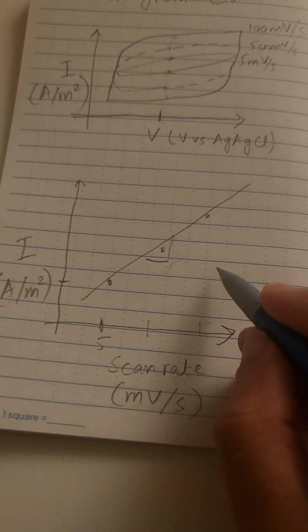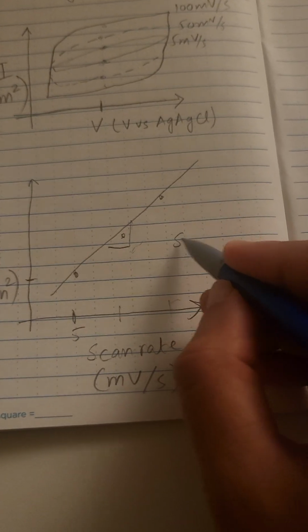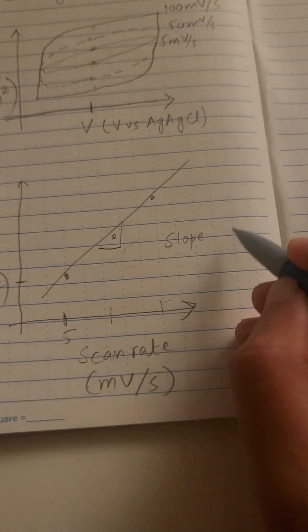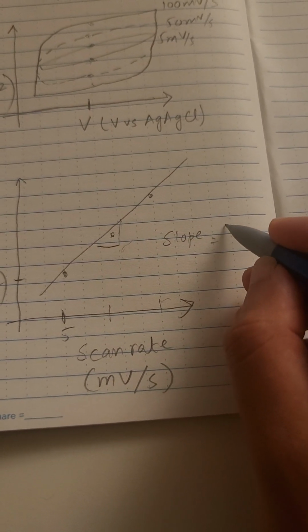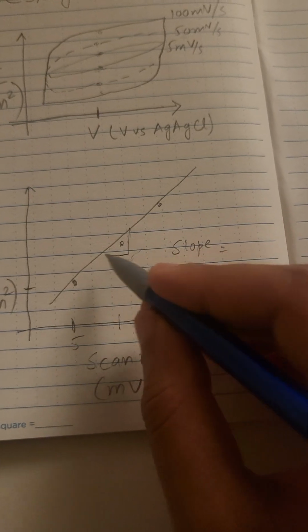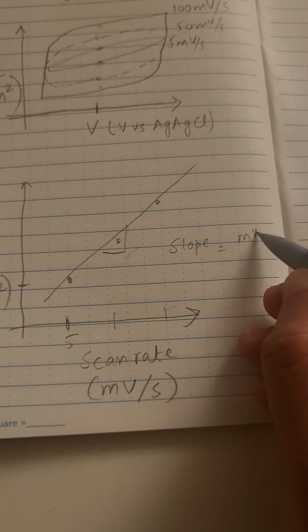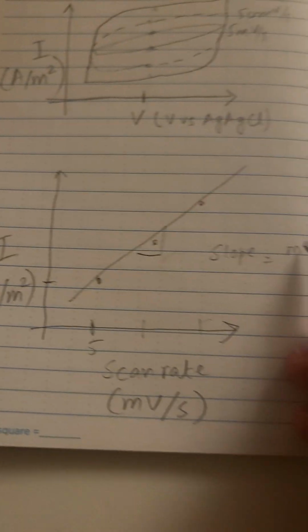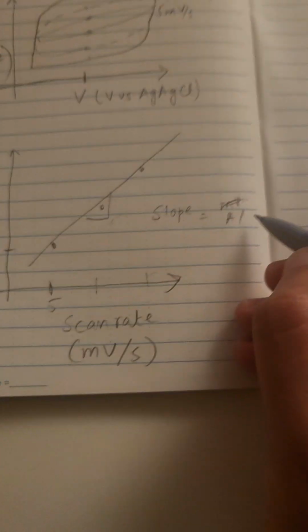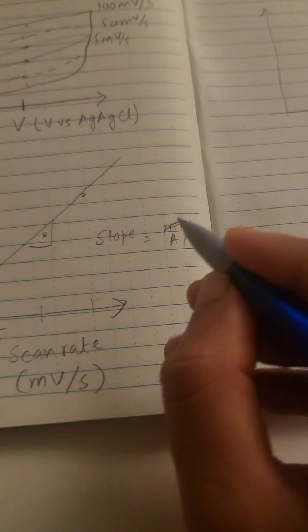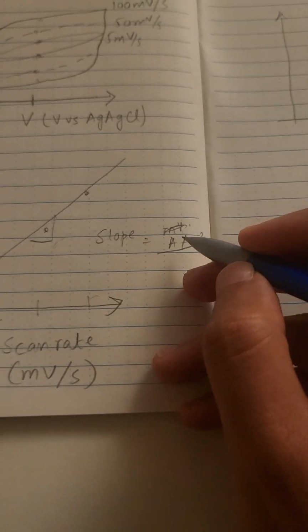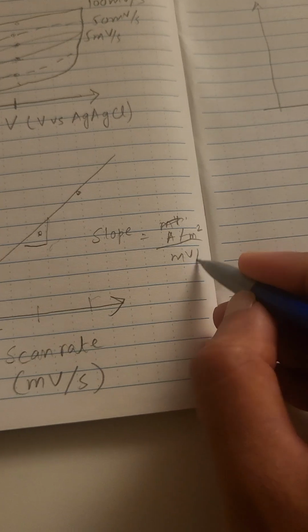How will the slope look? Since you have y2 minus y1 over x2 minus x1, what you will be getting is amps per meter square on the y-axis divided by millivolts per second on the x-axis.